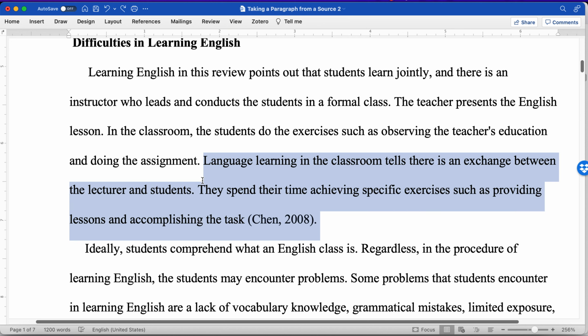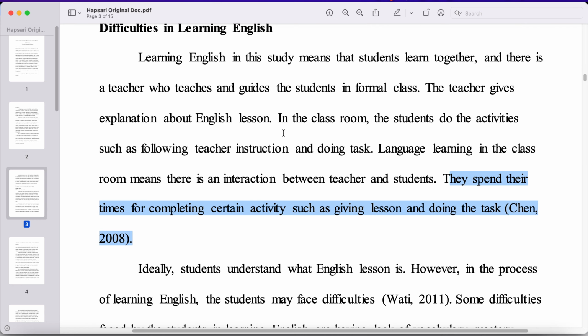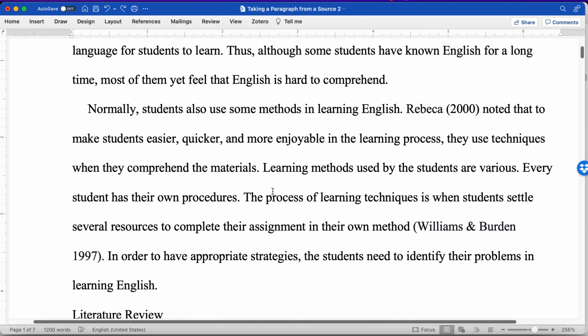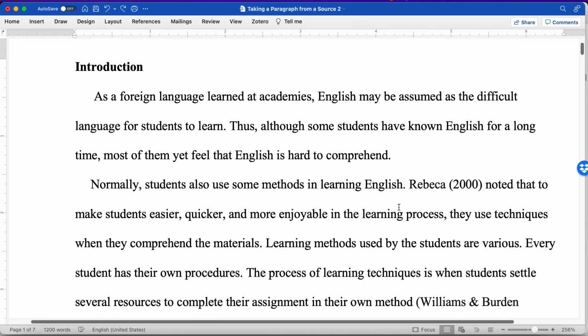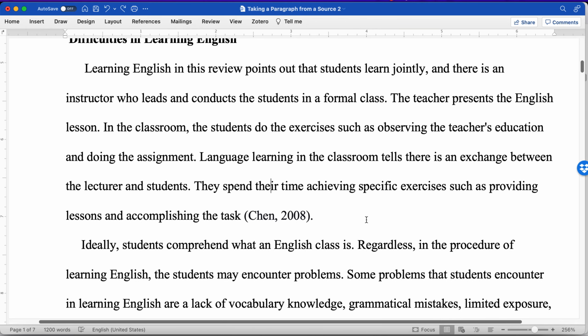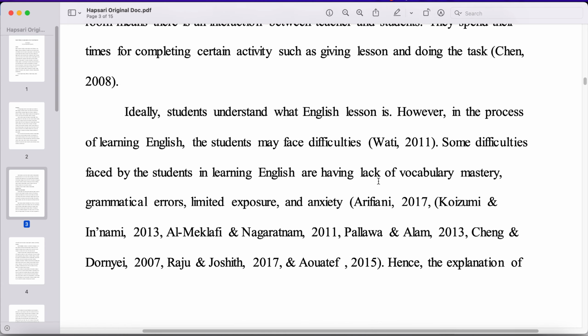So has this student actually written a paper? Have they done a literature review or written a paper? The answer is no. They've taken the original, they've changed a few words, and they've pretended like they actually did the research. So did this student read Chen 2008? Well, probably not. Did this student read Rebecca 2000 or Williams and Burden 1997? Probably not, because they basically just took this article and made some changes.